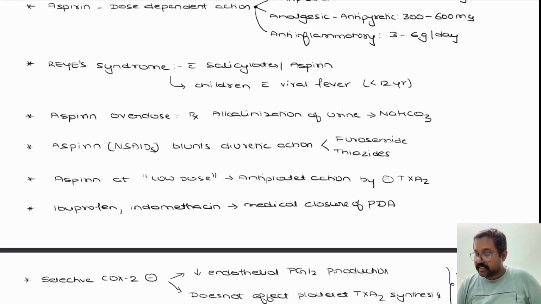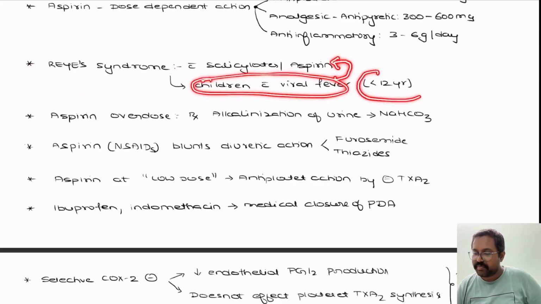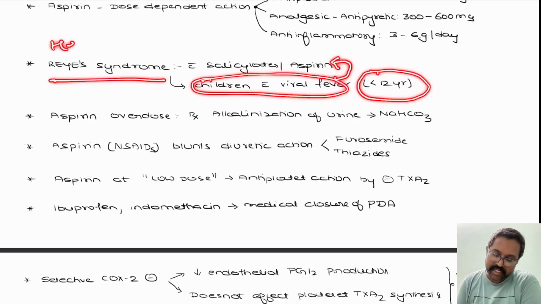So where do you see Reye syndrome? Whenever children are given salicylates or aspirin, if the child has a fever, it will lead to Reye syndrome. If the child has viral fever and you administer salicylic acid or aspirin, especially in children below 12 years of age, it causes Reye syndrome, which is a hepatoencephalopathy.